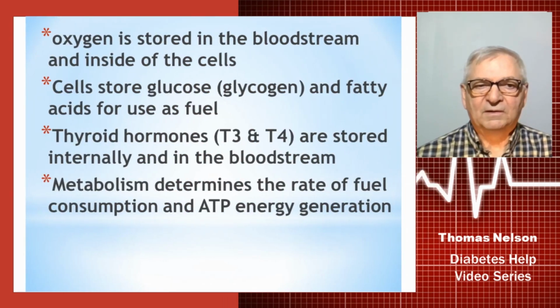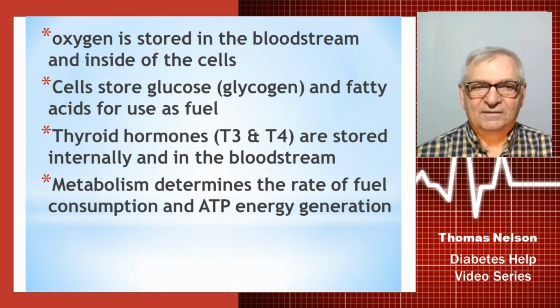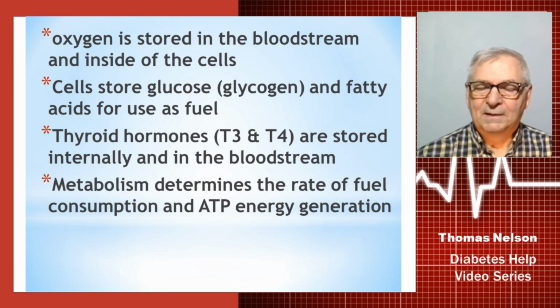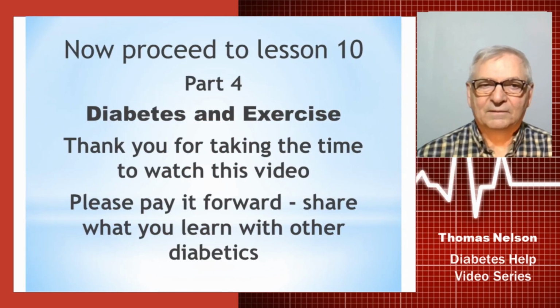So oxygen is stored in the bloodstream and inside the cells so that it's there when it's needed to be called upon whenever you get even more active. So cells store the glucose, the glycogen, and the fatty acids so that there is fuel available for when those power plants are called upon to produce quick energy and large amounts of it. So your metabolism is going to determine the rate that the fuel consumption is used. In other words, how fast all of those power plants are working and how quickly they're producing that ATP energy in their generating process. So now proceed to lesson number 10, part number 4.